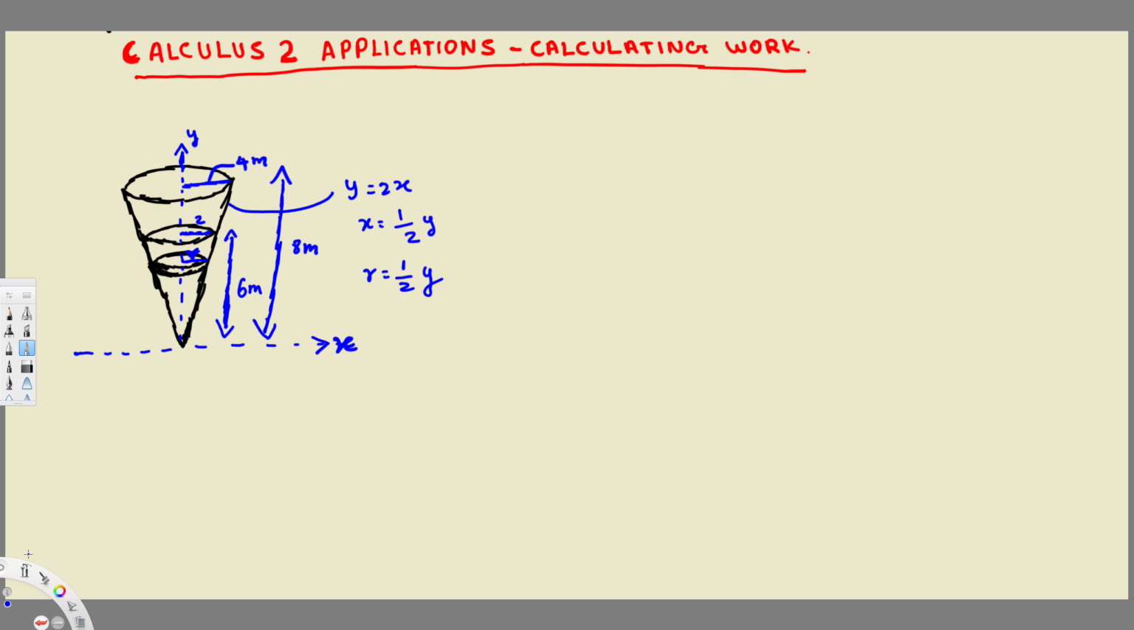Here we have this much water in a cone shape, and we have to pump it out of the cone. The question is how much work is required to pump this out. So let's see how we can find this.